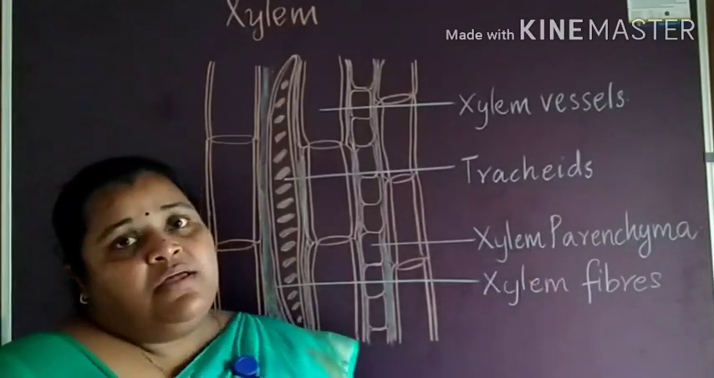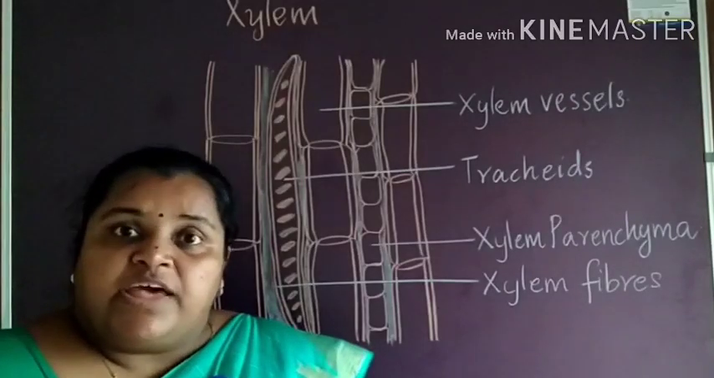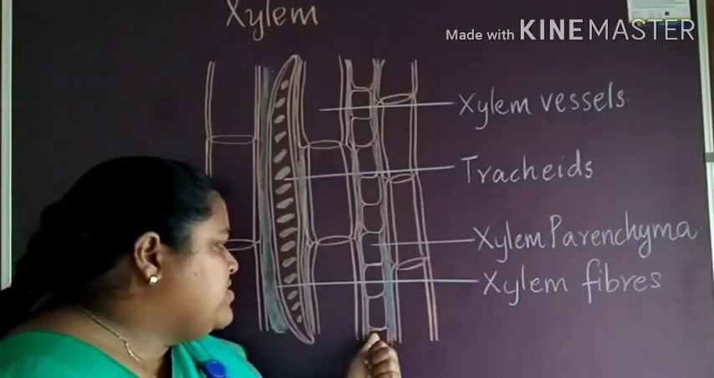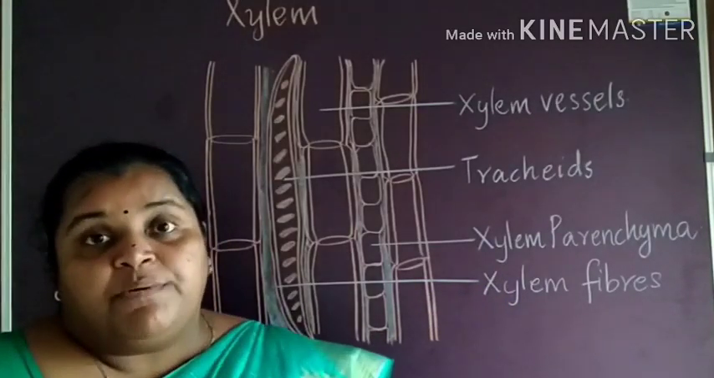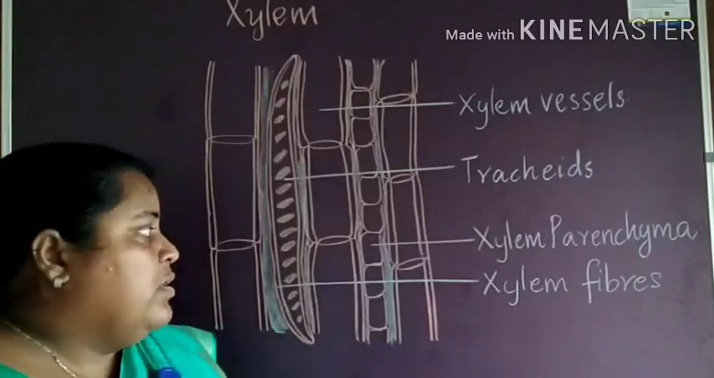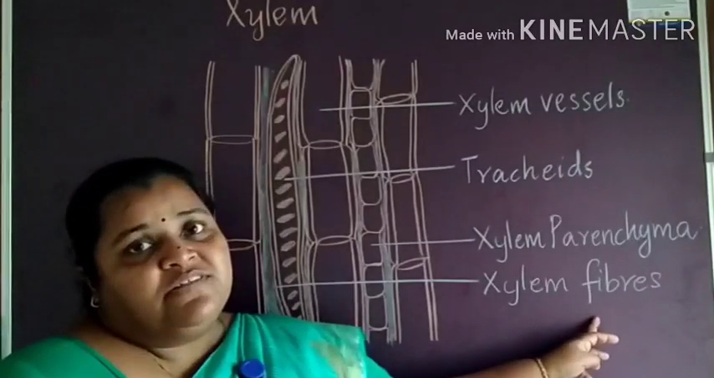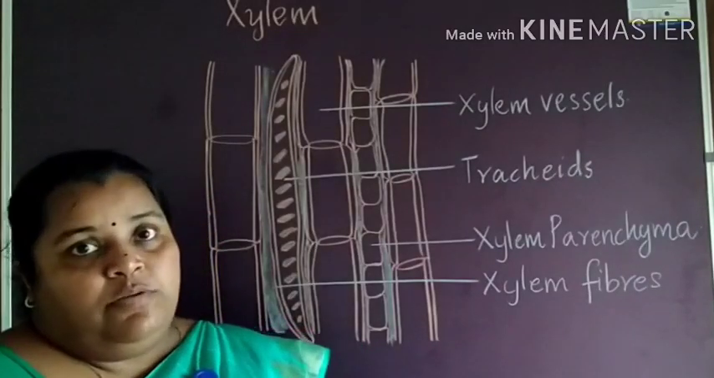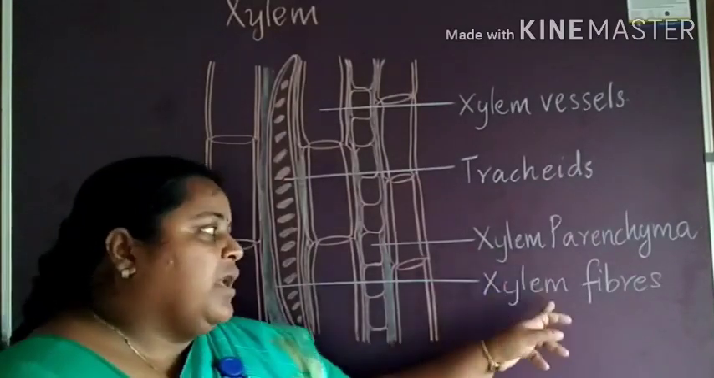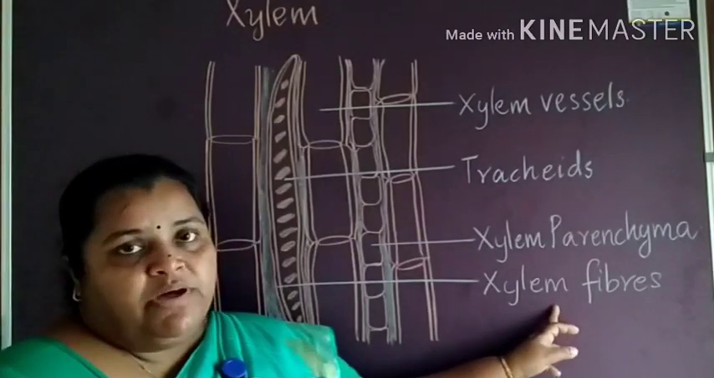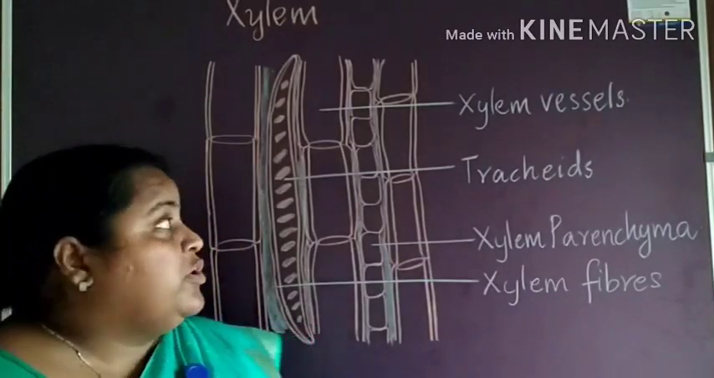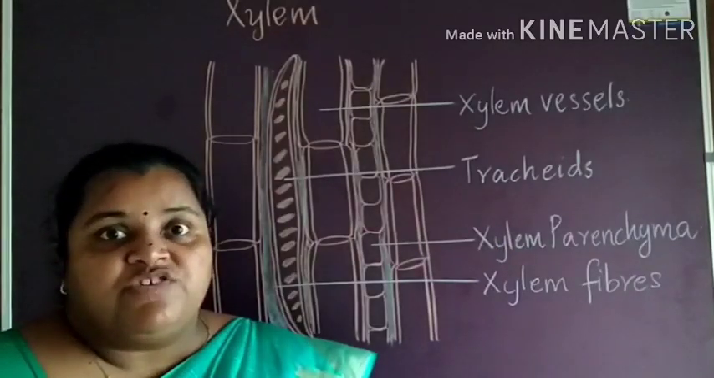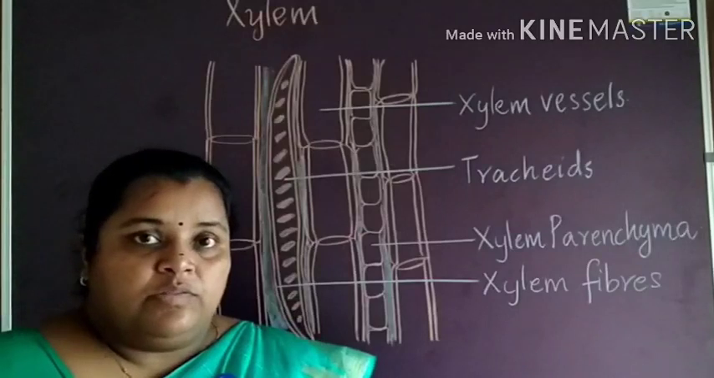Xylem parenchyma are the living cells of xylem. They are made up of thin cell wall. Xylem fibers are made up of highly thickened wall. Xylem parenchyma and xylem fibers provide support to xylem vessels and tracheids in transportation of water and salt.